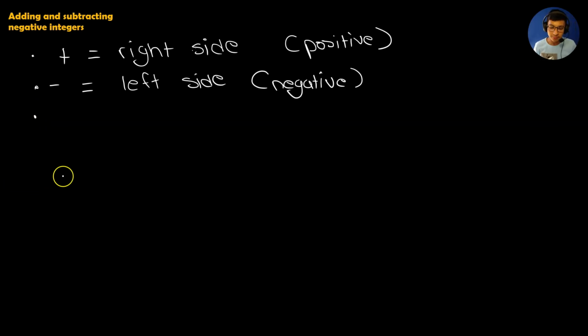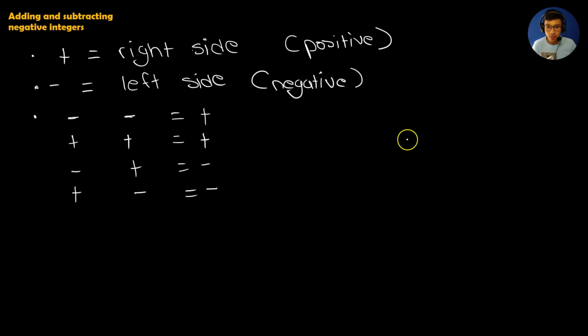It might be a bit confusing at first, but once we get into the examples, we will understand what it means. So a negative and a negative equals a positive, a positive and a positive equals a positive, a negative and a positive equals a negative, and a positive and a negative equals a negative. So let's head into our examples, friends.